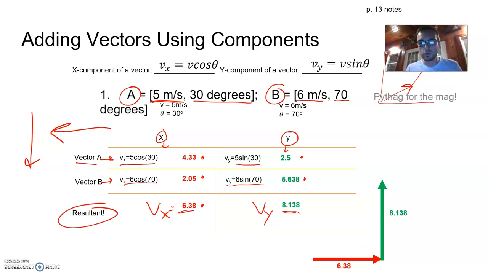All right, so you want to draw a picture. Now, I have a little phrase. It's Pythag for the mag. You're going to use the Pythagorean theorem, a squared plus b squared equals c squared, to solve for that.